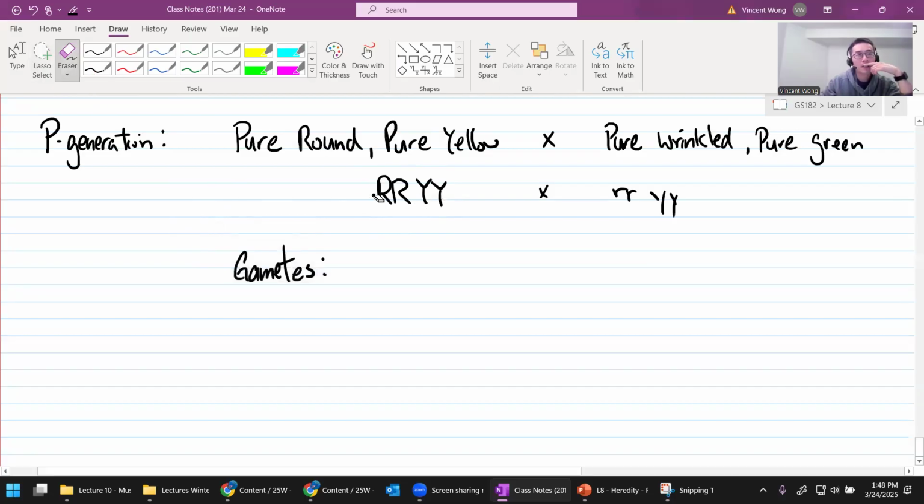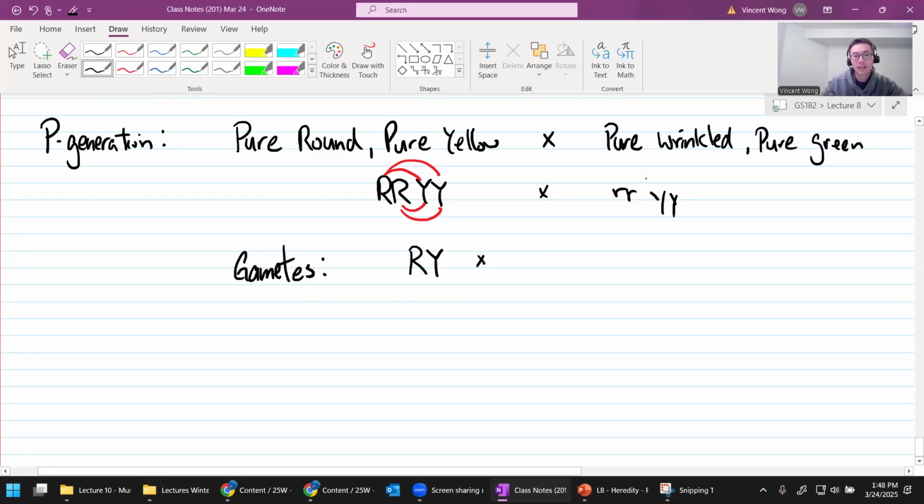So what's the only possible gamete for this plant here? Capital R, capital Y. That's it. There are no other possible combinations. There's no little r, no little y. Look, you can do this: big R, big Y, big R, big Y, big R, big Y, big R, big Y.